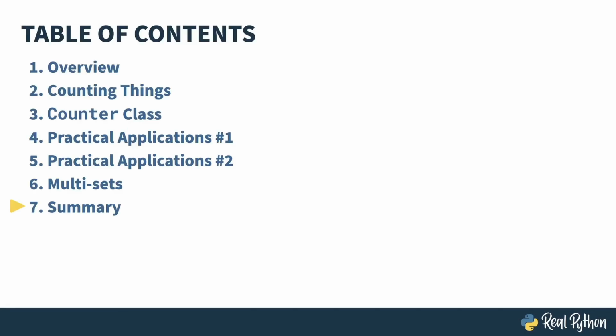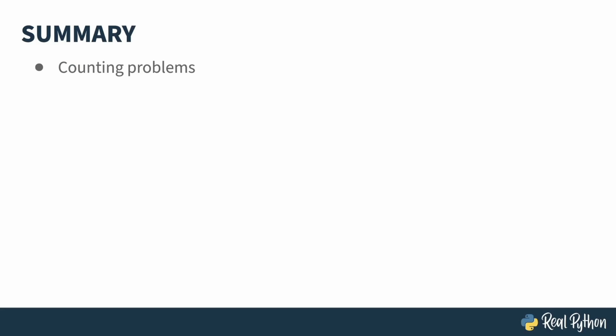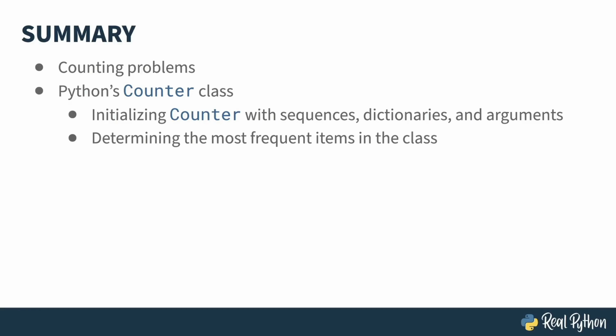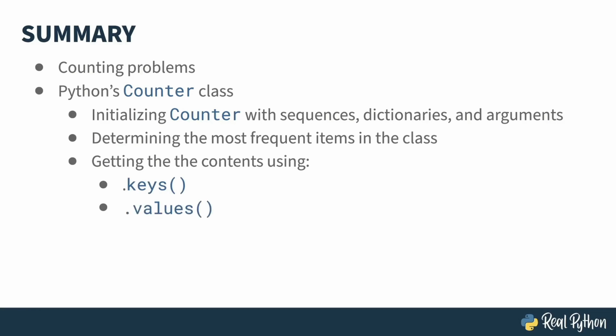In the previous lesson, I showed you how to use the counter class as a multiset. In this lesson, I'll summarize the course. In this course, I showed you all about counting problems and how to use Python's counter class to help you solve those kinds of problems. Remember that you can initialize the counter with sequences, dictionaries, and arguments, as well as other counter classes. Once you've initialized the counter, you can get the most frequent items in the class by calling the most common method. You can also get the contents using keys, values, items, and elements.